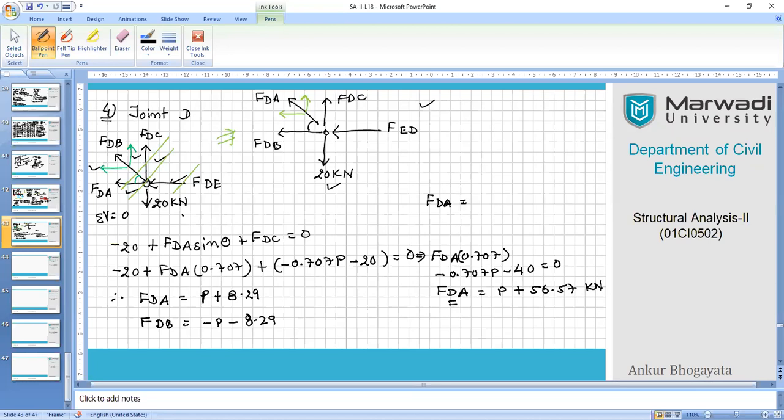0.707 times FDA equals, when you bring this term on the other side, it becomes positive, so it is 0.707 times P, and this negative 40 also becomes positive, and then later on you can divide it by 0.707 again, so it becomes P, and this increases to 56.57. So I think Young Zone, you also need to take care of this answer, and others are also advised to continue with this answer, right?